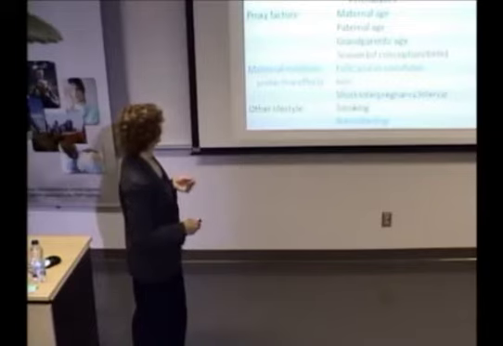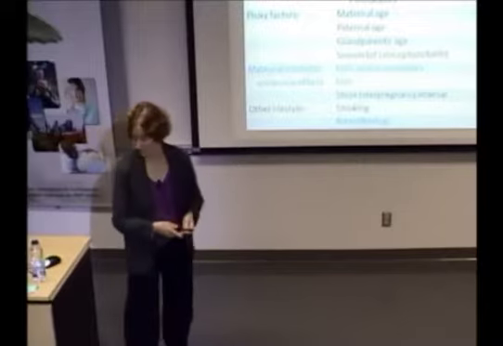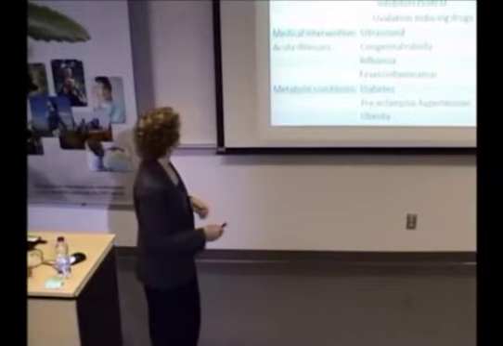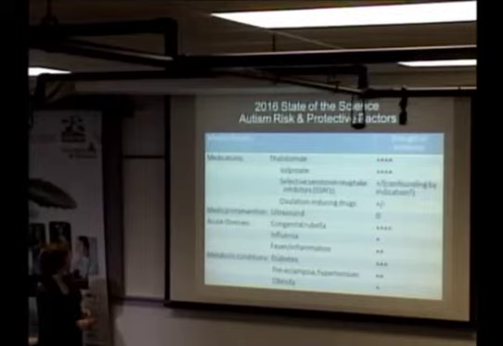These are the protective ones, the ones in blue: the folic acid, iron, and breastfeeding. And then over here we've got a few others. These are some of the older ones that had odds ratios of 50 or so.